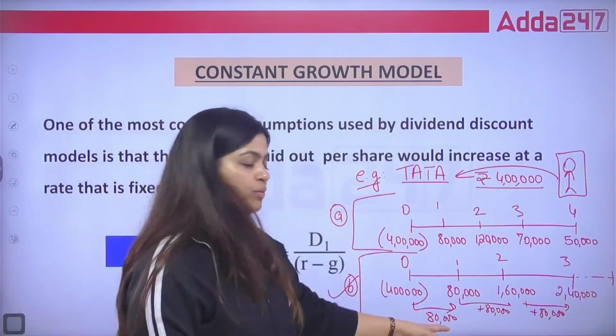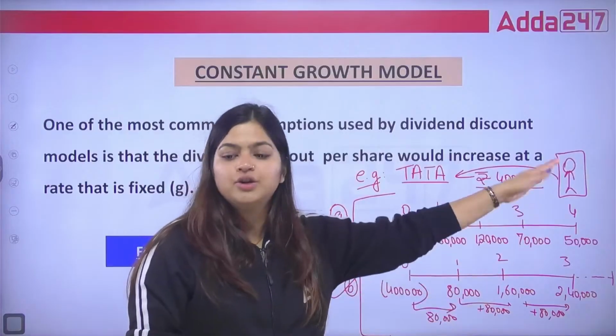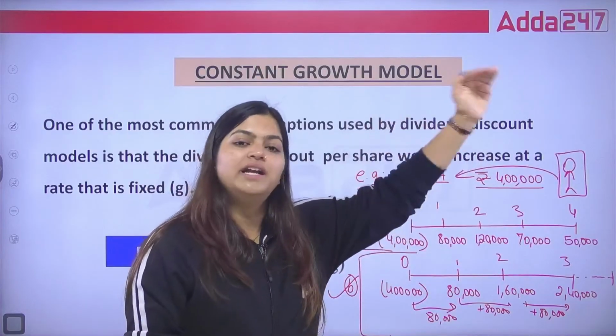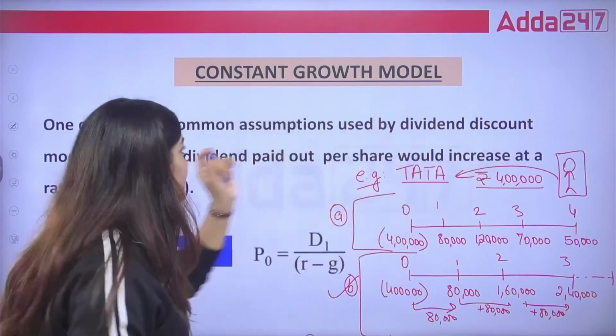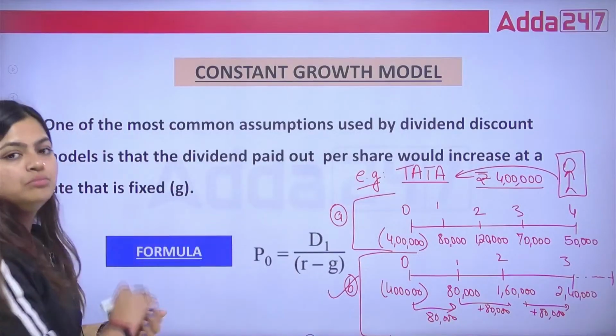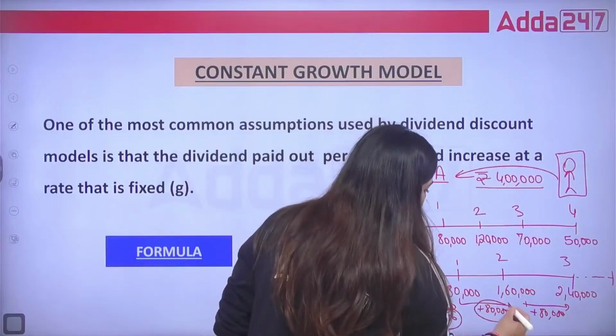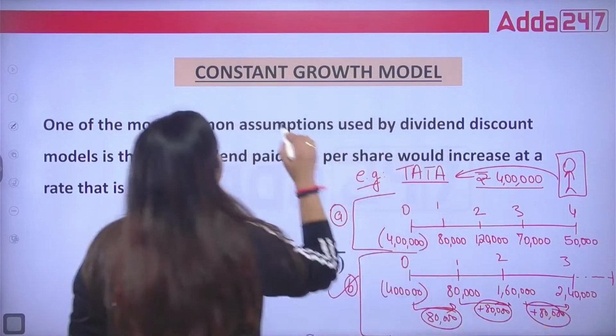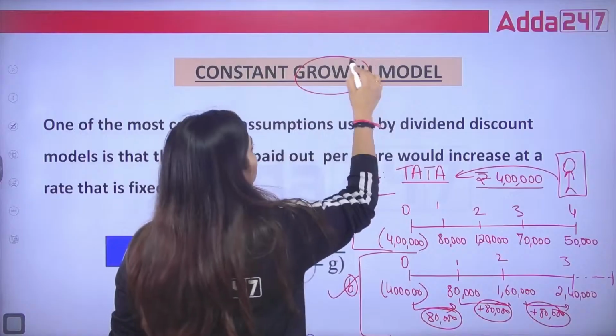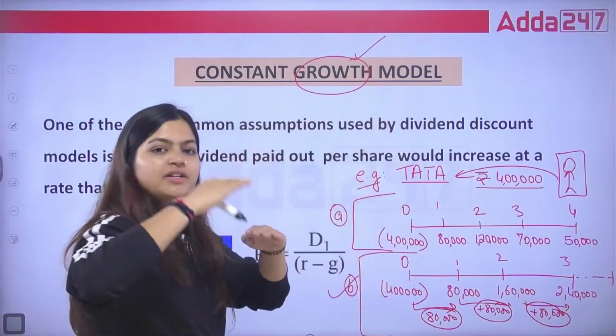If this is the flow, if your dividend every year is increasing, 80,000, 80,000 and 80,000, then that is your constant growth model. You can say here 8 plus 80, here also plus 80, here also plus 80. Means you are seeing the growth. Your amount is increasing.